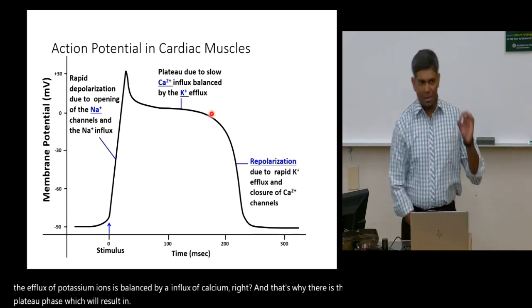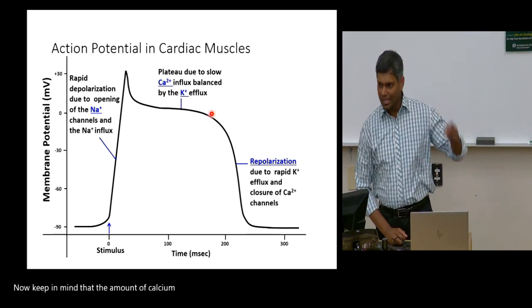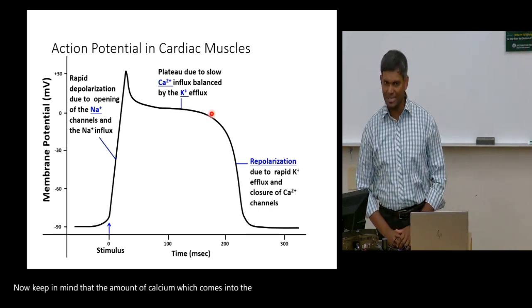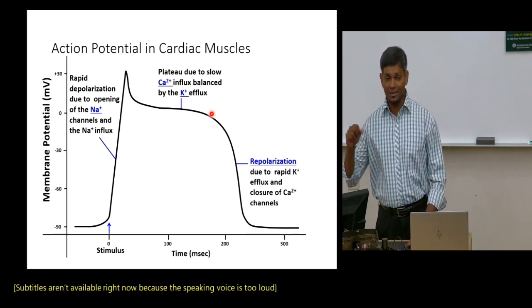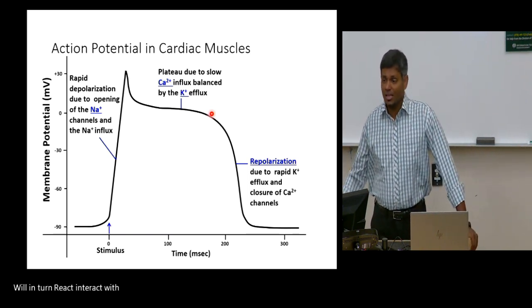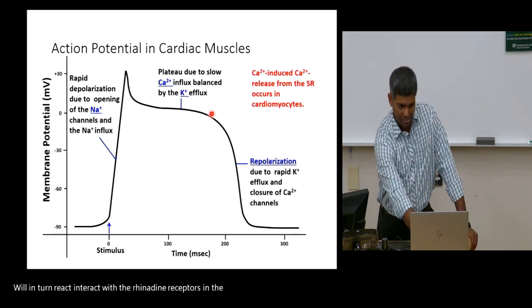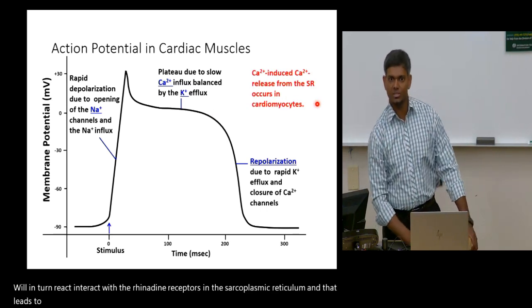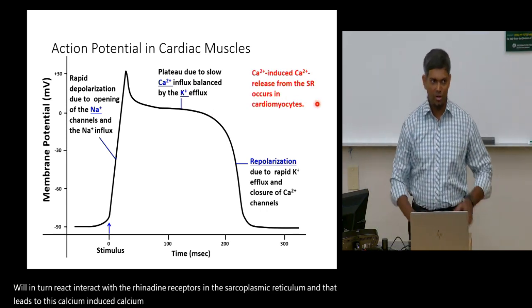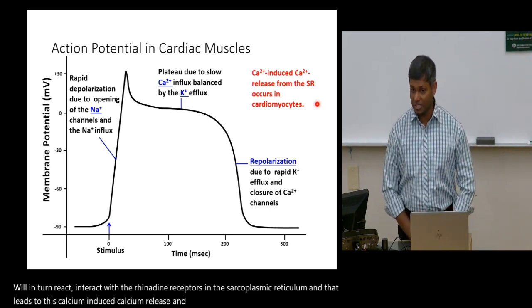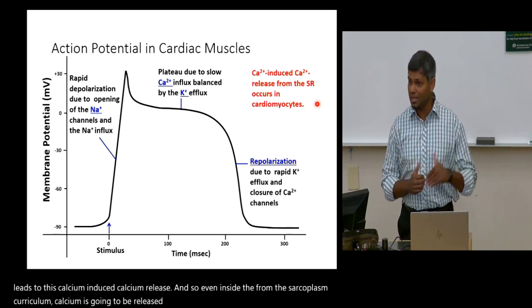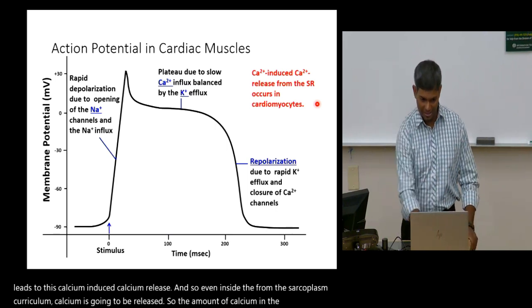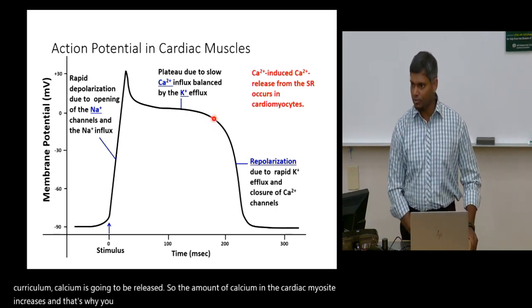Now keep in mind that the amount of calcium which comes into the cardiac myocyte isn't as much, but the incoming calcium will in turn interact with the ryanodine receptors in the sarcoplasmic reticulum, and that leads to this calcium-induced calcium release. So even from the sarcoplasmic reticulum, calcium is going to be released. So the amount of calcium in the cardiac myocyte increases, and that's why you have this plateau phase.